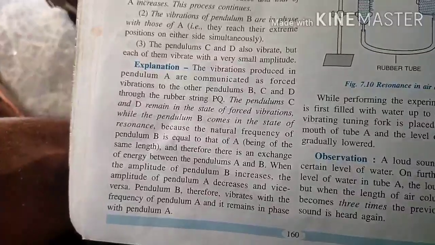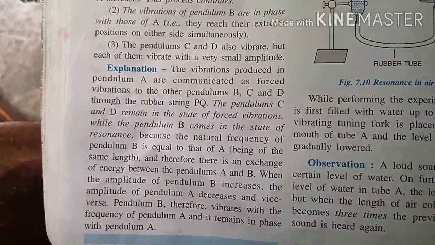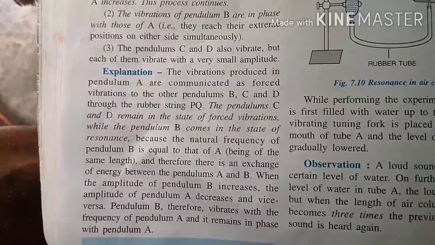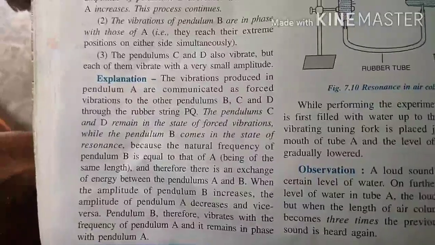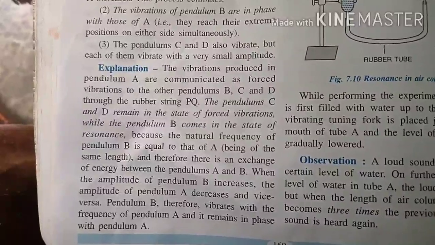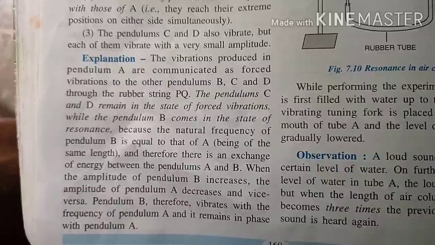That way the amplitude of pendulum B increases and the amplitude of pendulum A decreases, and vice versa. When the amplitude of pendulum B decreases, the amplitude of pendulum A increases, because there is sharing of energy between them. They are in resonance because their natural frequency is the same, since both pendulums have the same length. I have cleared all the concepts over here.